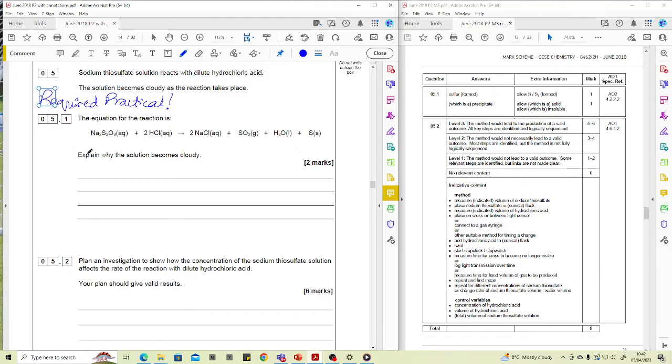The equation for the reaction is, we've got sodium thiosulfate, 2 moles of hydrochloric acid, making salt solution, sulfur dioxide gas, water, which is a liquid, and sulfur, which is a solid. Cloudy means a solid is present, so sulfur is produced, which is a solid.